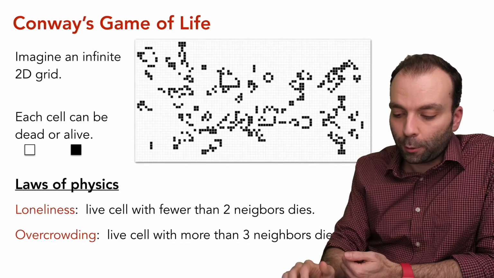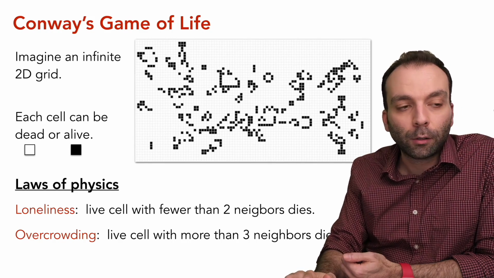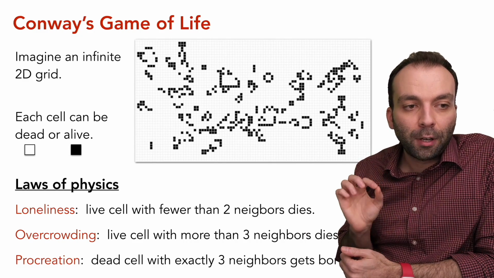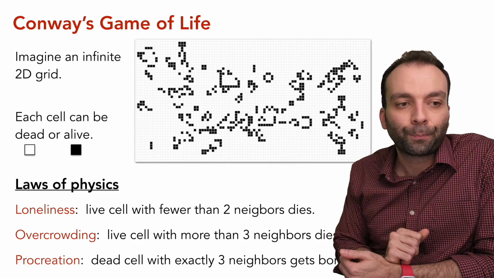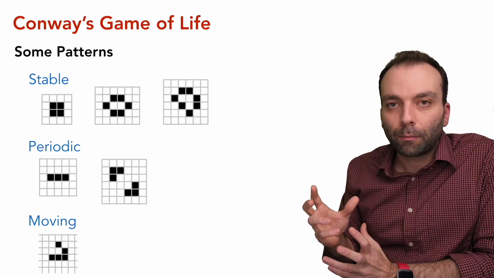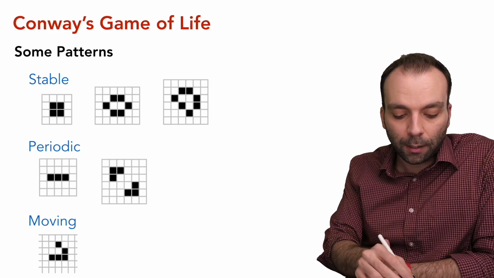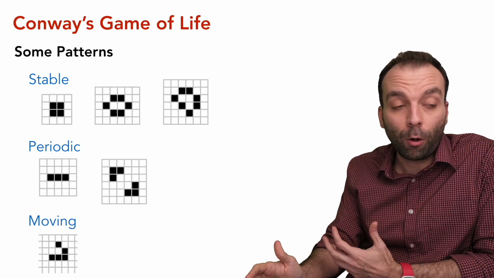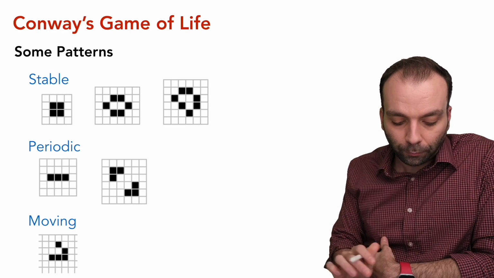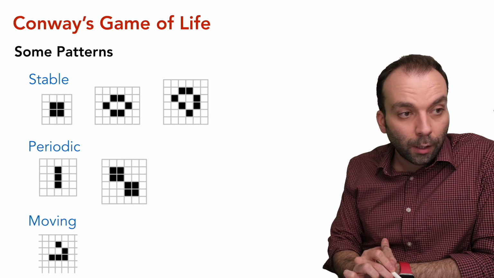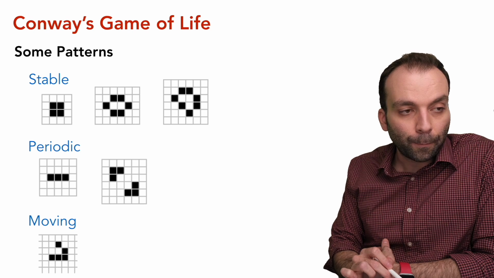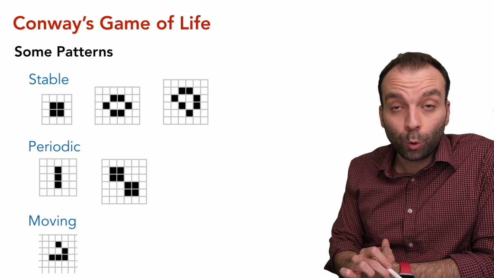And of course, you need a way to create new life. This is the third law of physics, the procreation rule. If there's a dead cell with exactly 3 neighbors, then it will get born. Now with these laws of physics, you can have different patterns. You have stable patterns that don't change at all. The top ones are stable. You have periodic patterns, like these two here, which periodically change between 2 states.